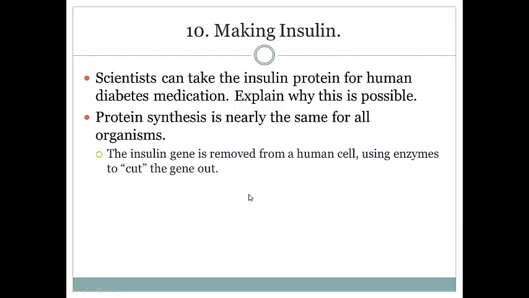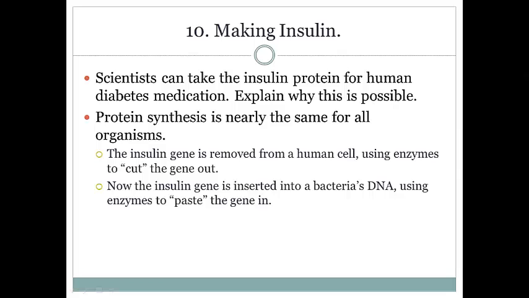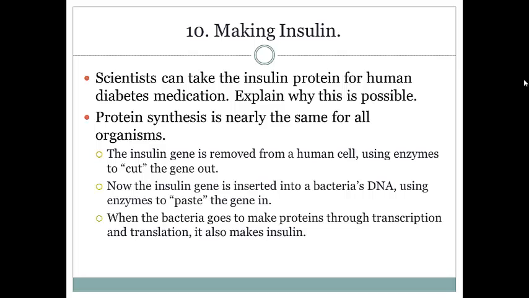The insulin gene is removed from a human cell, so enzymes are used to cut the gene out, and then different enzymes are used to paste the gene into the DNA of a bacterium. So when the bacterium goes to make its usual bacterial proteins through transcription and translation, that insulin gene has been stuck in there as well, so we can actually trick the bacteria into making insulin. This is really great because we used to have to get insulin from rabbit pancreas, and now we get it from DNA, and nobody gets upset whenever we kill bacteria as opposed to rabbits.